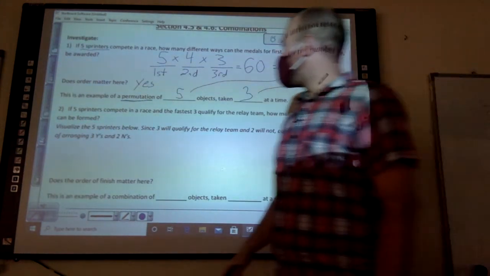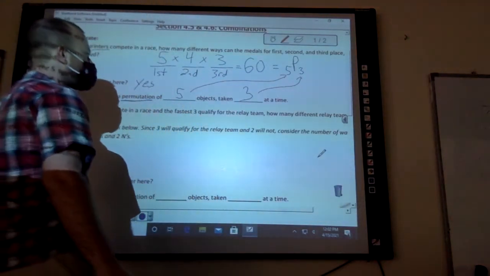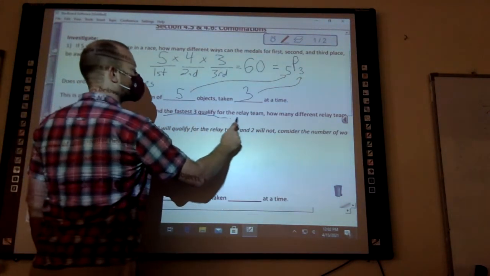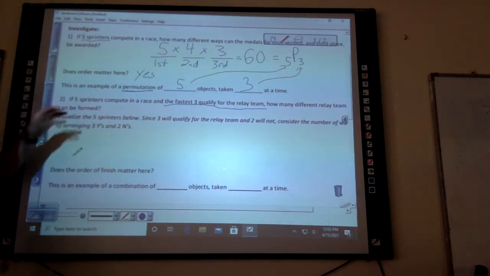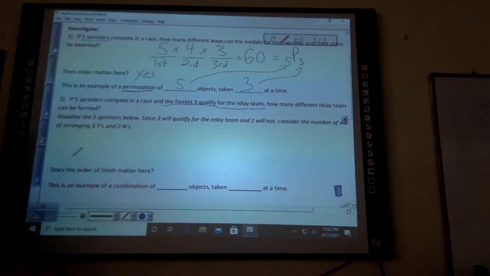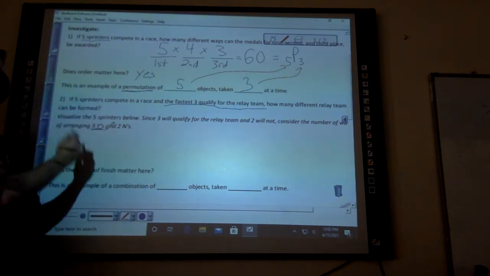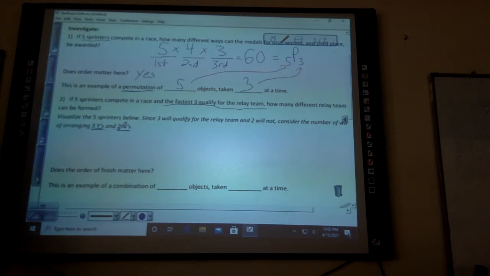So now let's imagine we're going to change the situation a little bit. Instead of doing who comes in first, second, third, now I'm going to tell you that the fastest 3 are going to be on a relay team. So I no longer care who's first, second, third. I want to know who's going to be on the team. So we can picture this as I've got 5 people. 3 of them are going to get Ys for yes, we're going to select you, and 2 of them are going to say no.